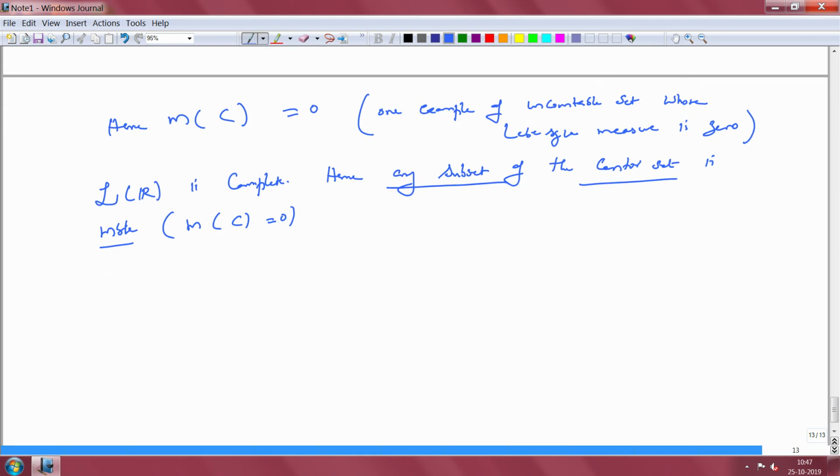So, let us compare the Borel sigma algebra of the real line and the Lebesgue sigma algebra of the real line. Now, this is countably generated.